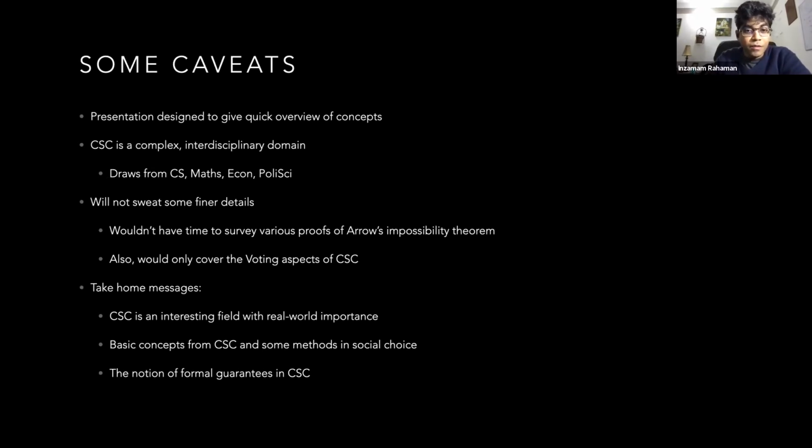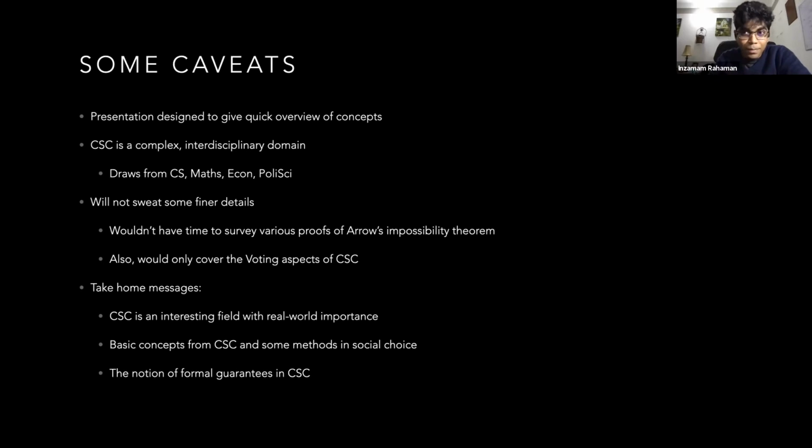We're not going to sweat some of the finer details. So we're going to mention theoretical results, but we're not going to go through their proofs. Some of these theorems, as I said, in graduate level courses on computational social choice, actually take up an entire lecture of a graduate level course. So some of these theorems are a bit complicated. We're not going to go through the proofs themselves. We're just going to mention these results as they come up.